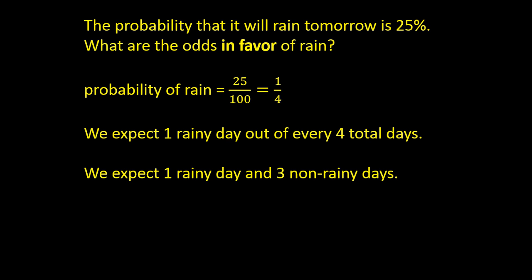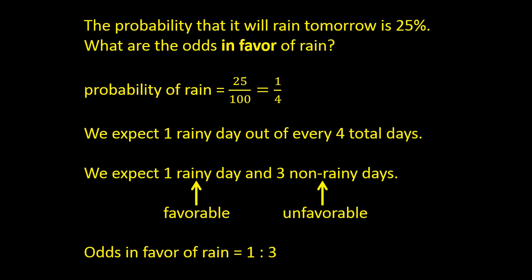So if I expect one rainy day out of 4 total days, that means I would expect 1 rainy day and 3 non-rainy days. So I need to break it down this way so I can look at the number of favorable outcomes versus the number of unfavorable outcomes. So the odds in favor of rain are 1 to 3. I expect 1 rainy day for every 3 non-rainy days.